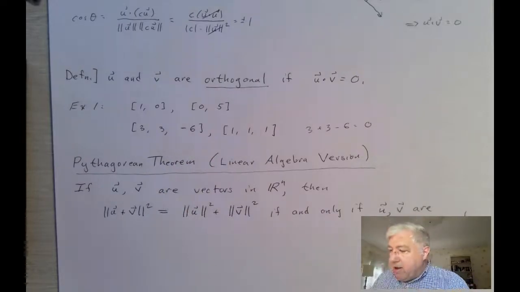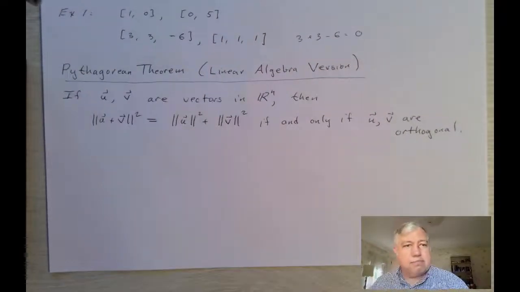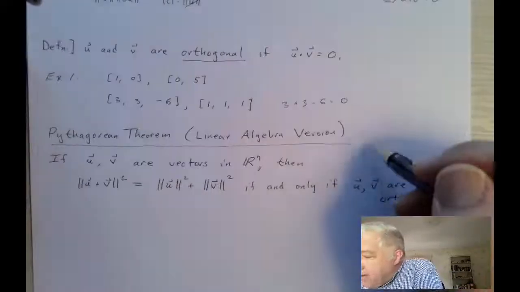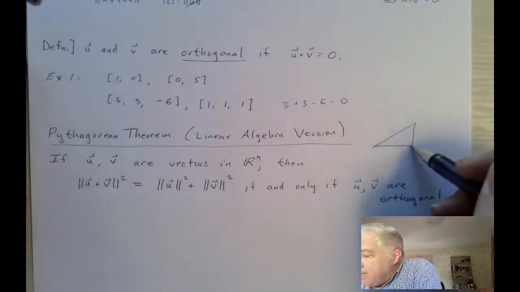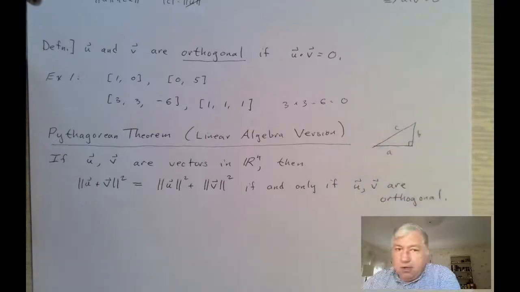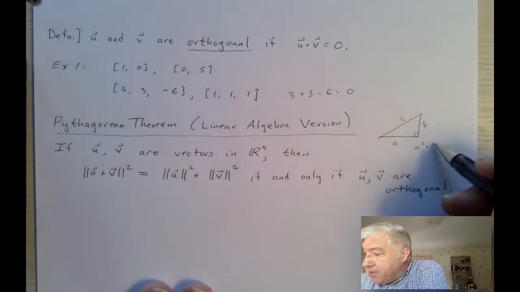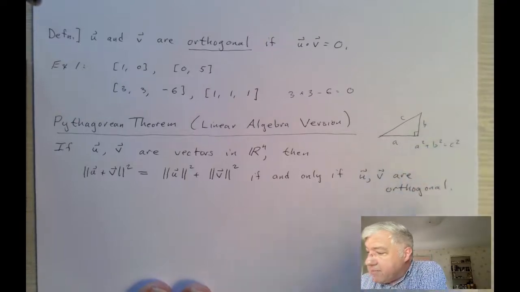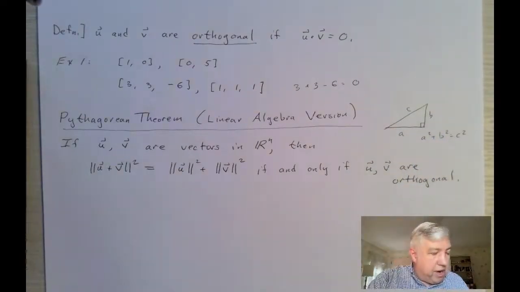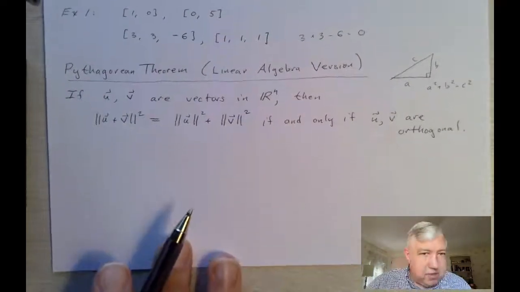Now the immediate consequence of this is that we get the Pythagorean theorem. This is the Pythagorean theorem, of course, that relates the sides of a right triangle, a, b, and c, and says that a squared plus b squared equals c squared. Well, now we can actually prove this using linear algebra.